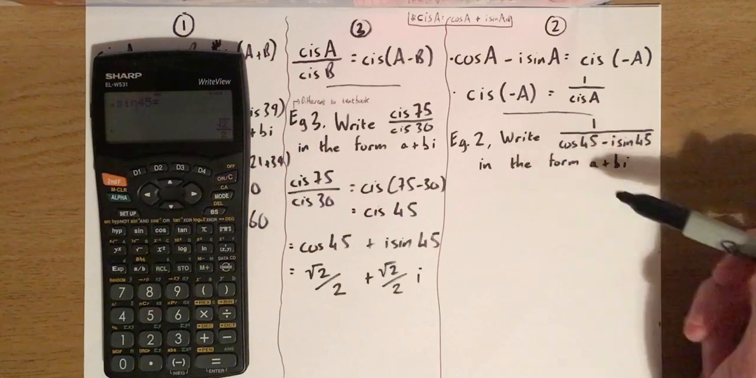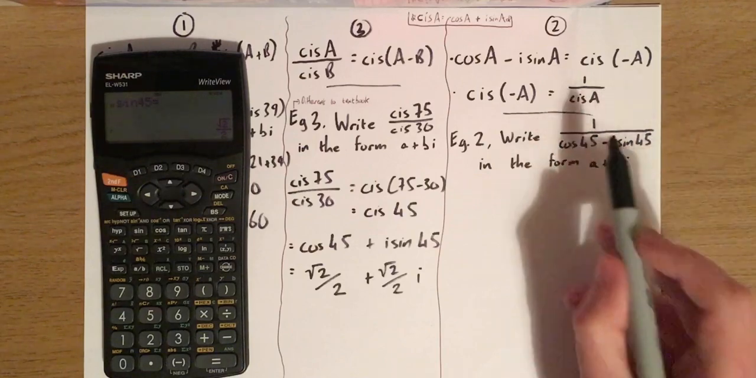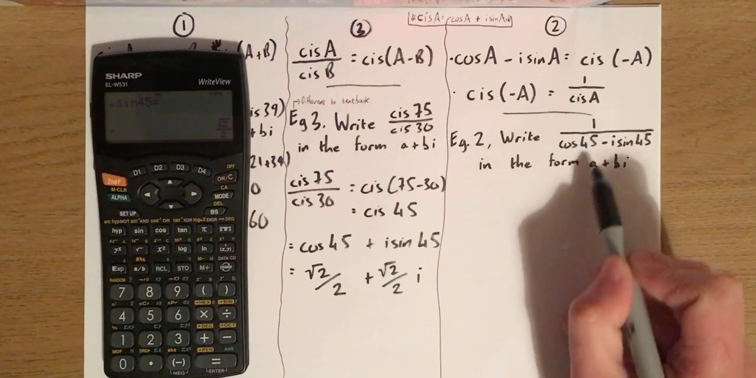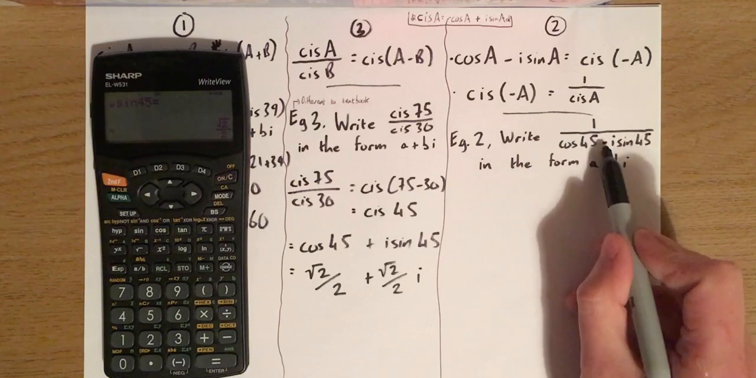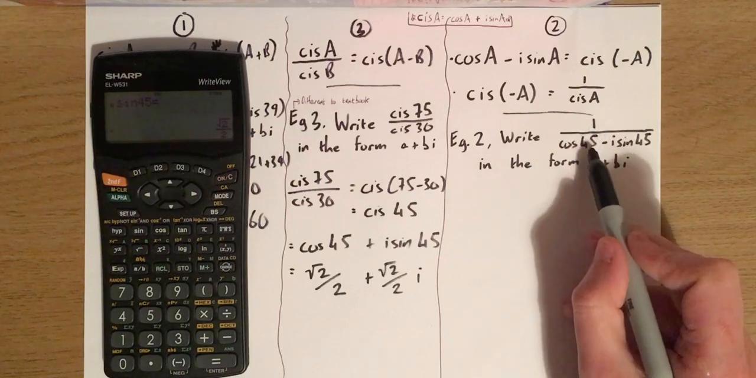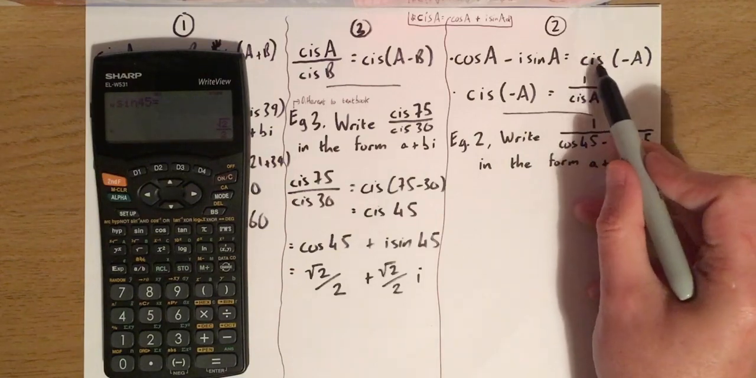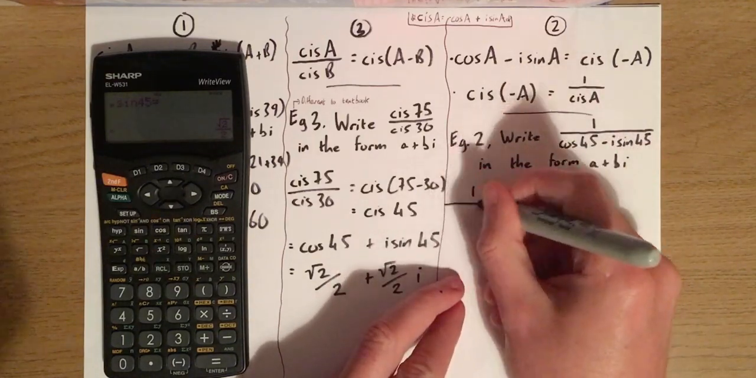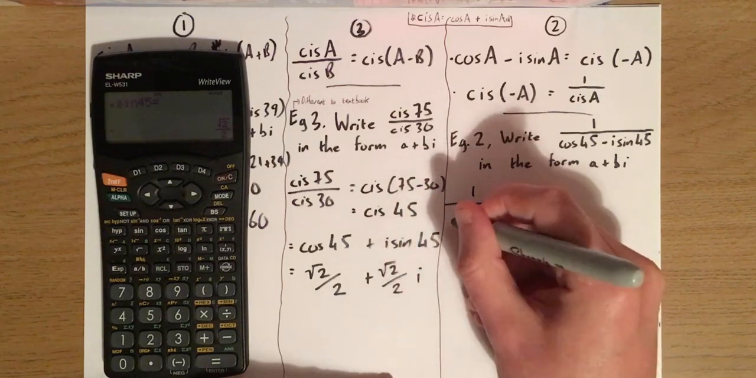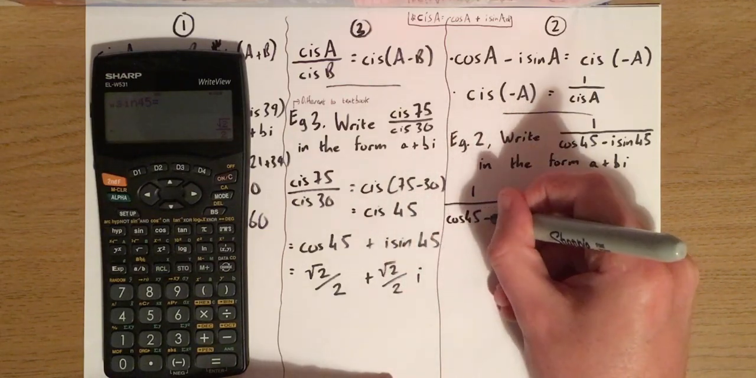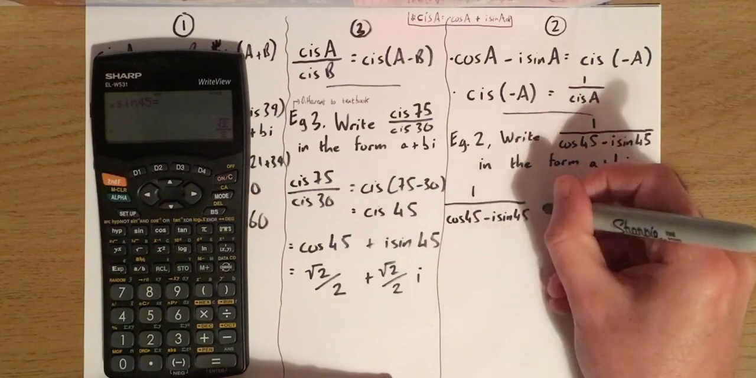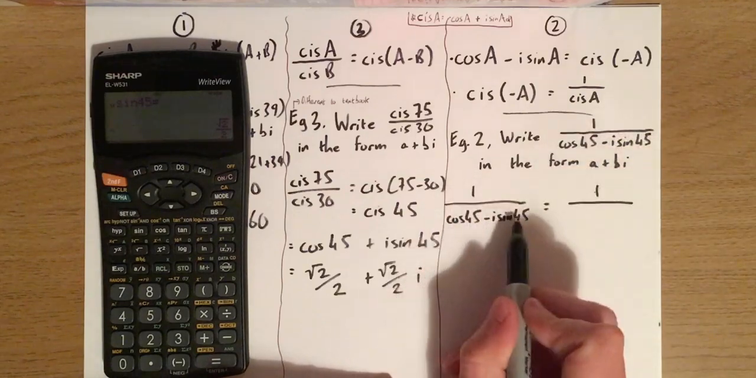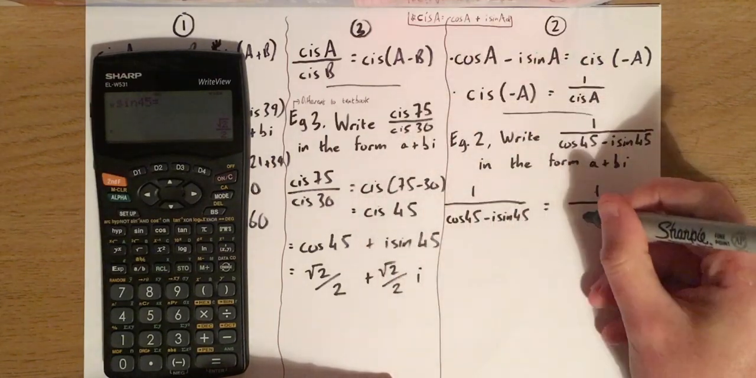I think I was writing that slightly differently to the way it's written in the book, but I'm doing the same thing. So I've got cos 45 minus i sine 45 on the bottom. Okay, so that's not the cis of 45, because there's a minus there, not a plus. But the cos of an angle minus i sine of that angle is the cis of minus the angle. So 1 over the cos of 45 minus i sine 45 is equal to 1 over, just dealing with the bottom here, the cis of minus 45.